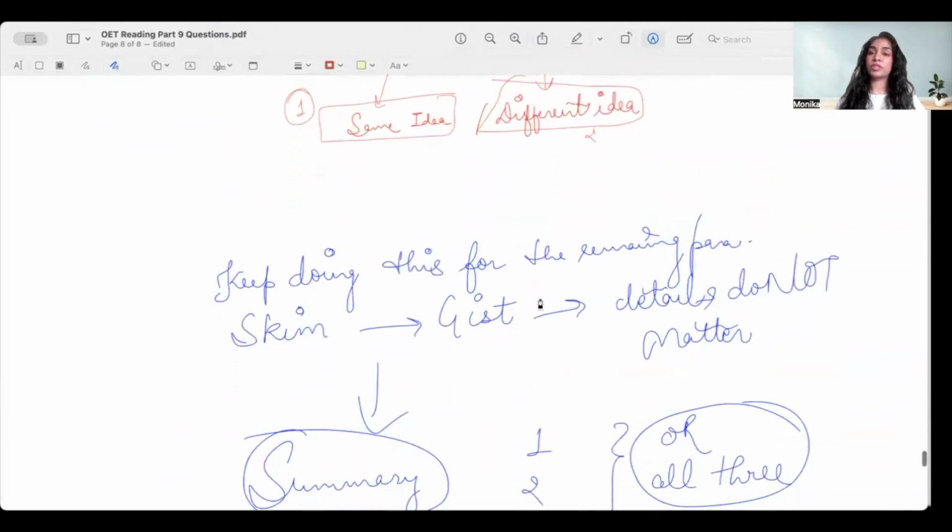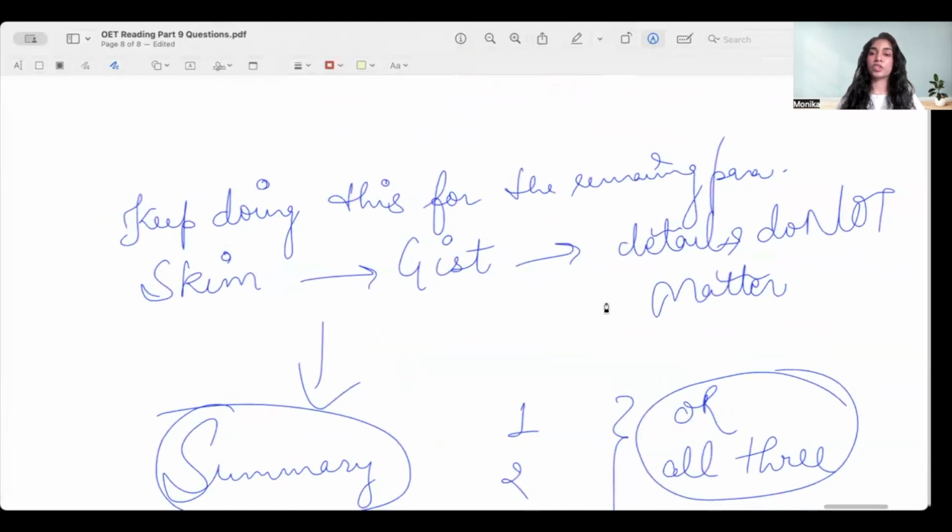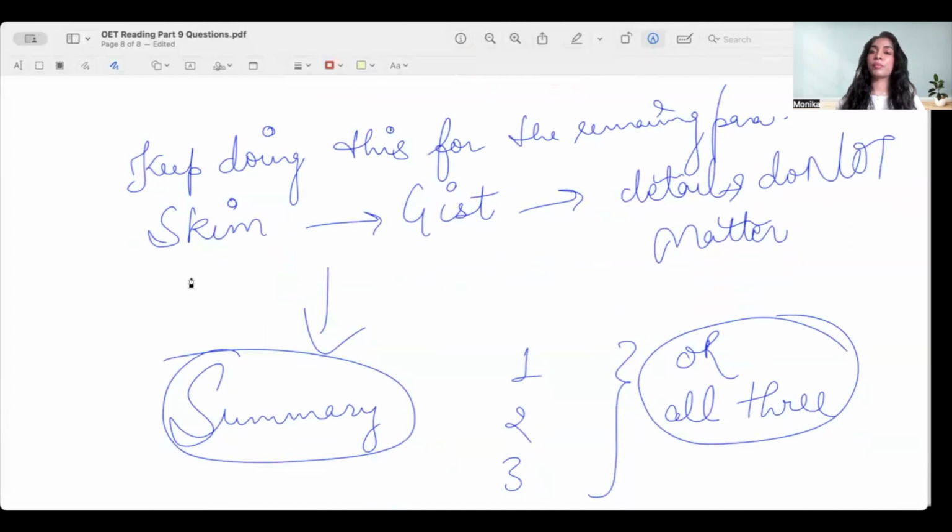When you keep doing the same thing for this entire paragraph, you will actually be skimming. Remember, you will be skimming, not reading carefully, because you are just checking agreement or disagreement with the previous one. If it's a different one, read carefully. If it's the same one, you keep on going. You already know the idea, right? So in this way, you will get to the overall gist of this paragraph by saying, ma'am, there are three things happening in this entire paragraph, and these are the three things.